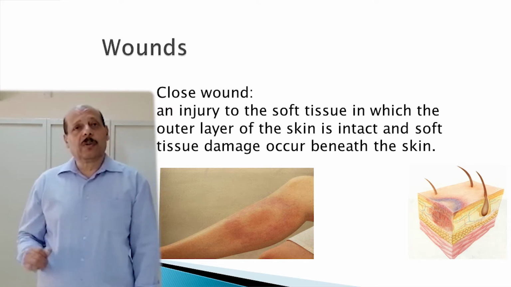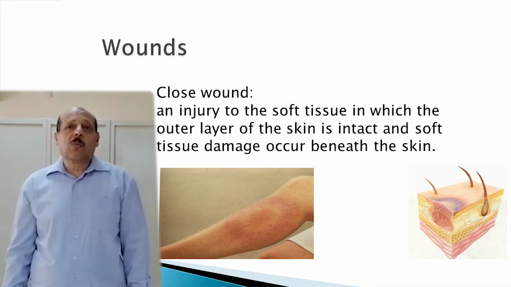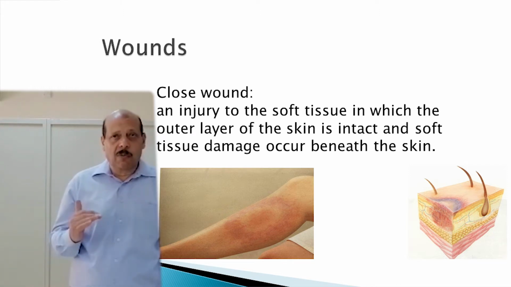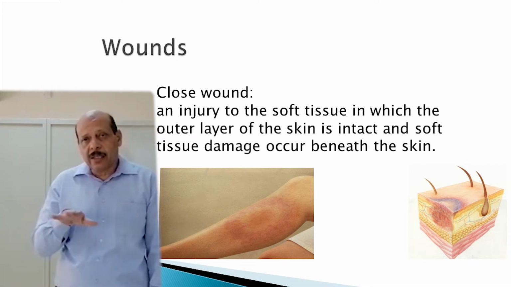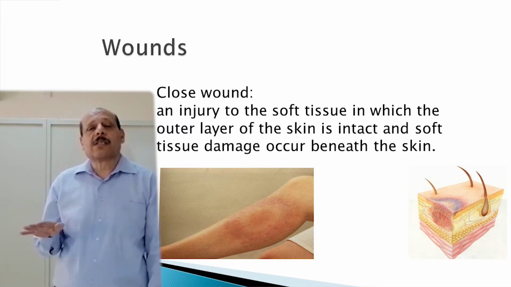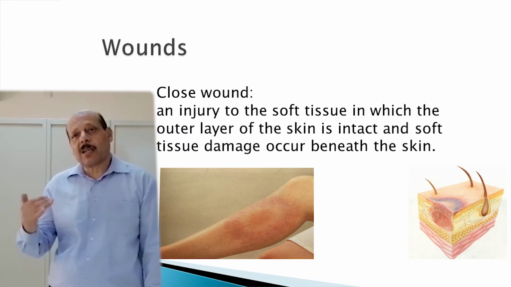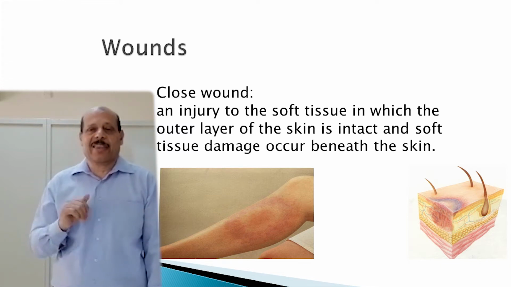The closed wound is an injury of the soft tissues in which the outer layer of the skin is still intact. So the outer layer has no problem with it, and the soft tissue damage occurs under the skin, beneath the skin.